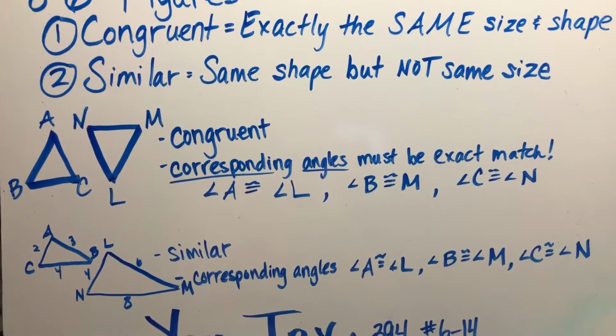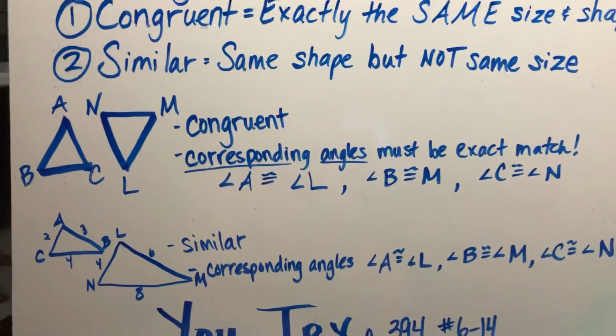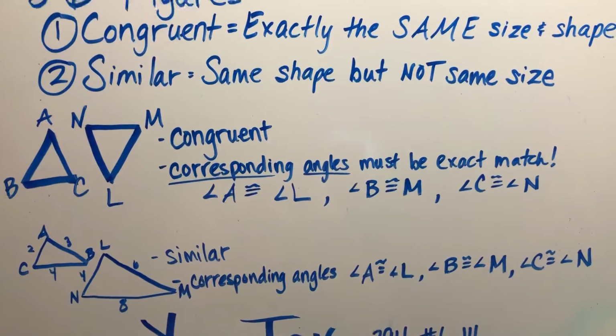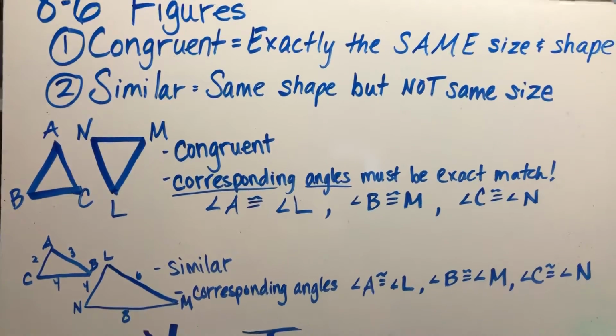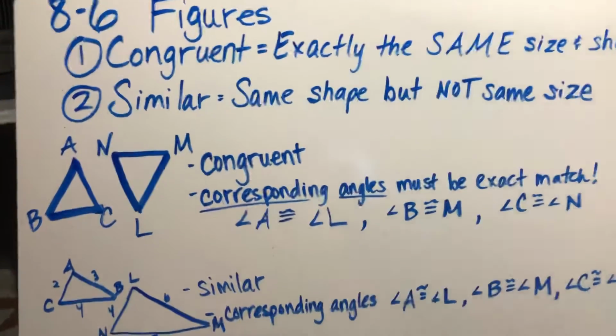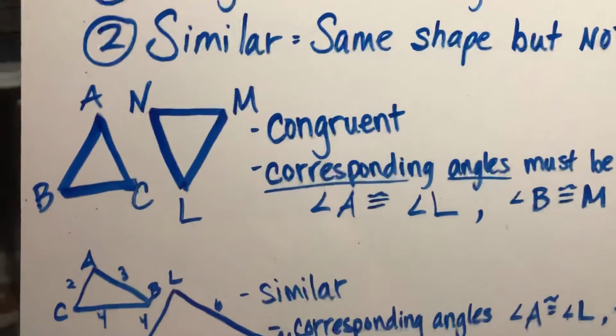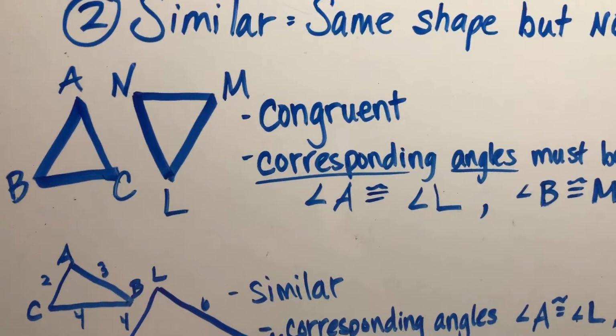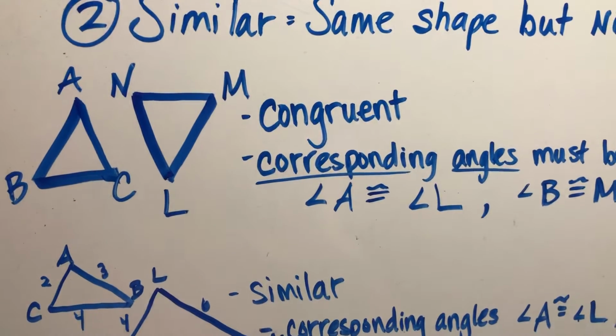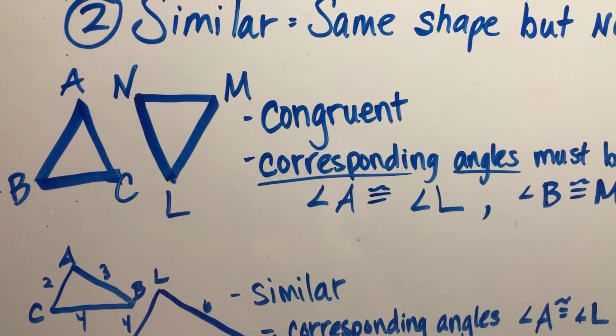also a word, corresponding angles, that you see. I underlined it here. If angles are corresponding, that means from one figure to the other figure, the angles must be the exact match. And here's what I mean. Over here, I drew ABC. And then right beside it, I drew triangle LMN.